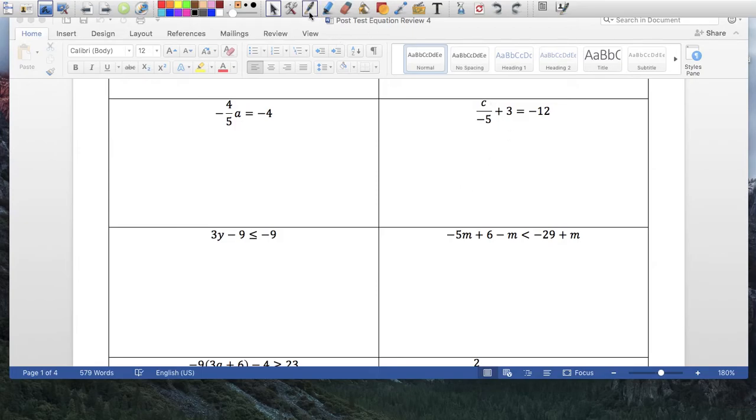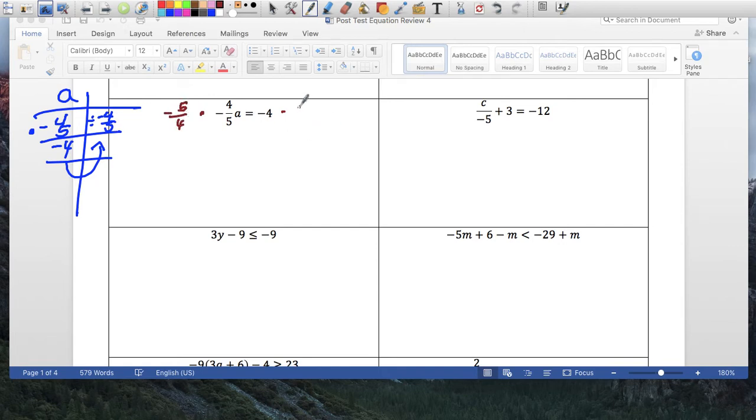So over here, this one I'll write a story because if you have a variable a, what's happening to a? It's being multiplied by negative 4/5, and that equals negative 4. So going backwards, the inverse operation would be to divide by negative 4/5, right? And when you divide by a fraction, you're really multiplying by its reciprocal. So we're multiplying both sides by the reciprocal, negative 5/4.